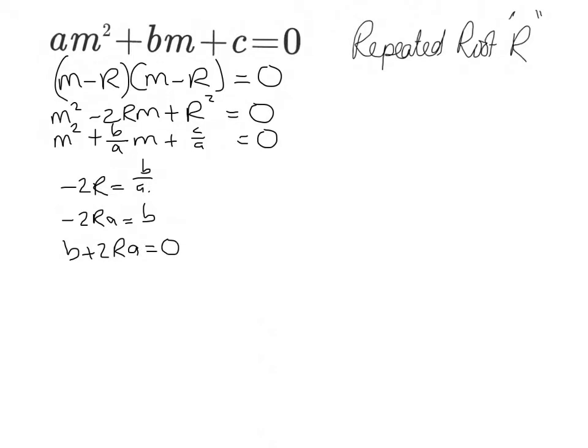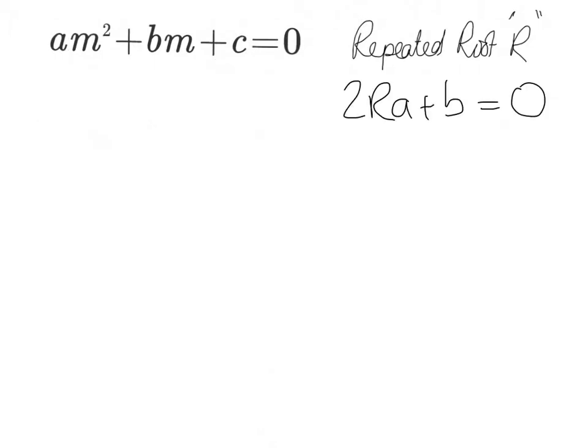So this is a really useful fact. If I've got a repeated root r, then the fact that I'm going to use is 2ra plus b equals 0. And the other really useful fact that I'm going to use, which is slightly more obvious, is that if I put r into this equation, ar squared plus br plus c, then I definitely will get 0 because that's what a solution to an equation is.